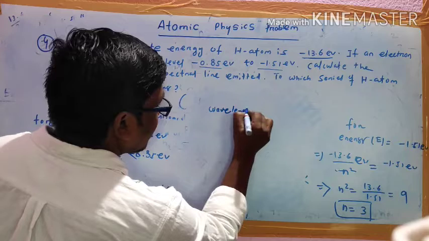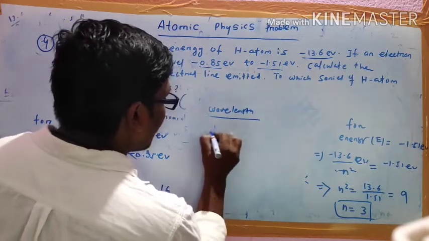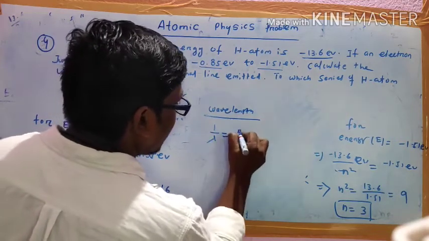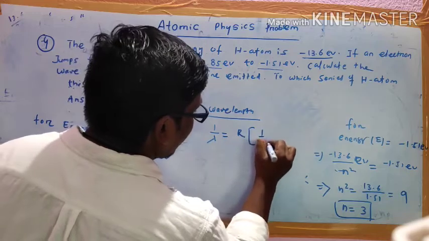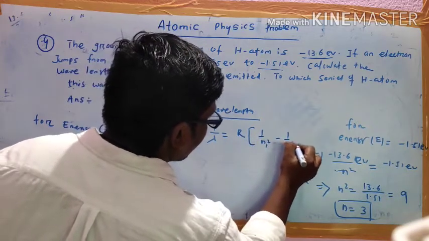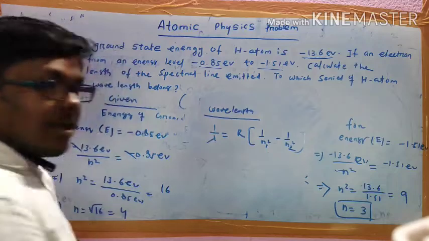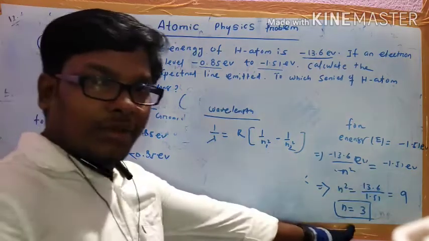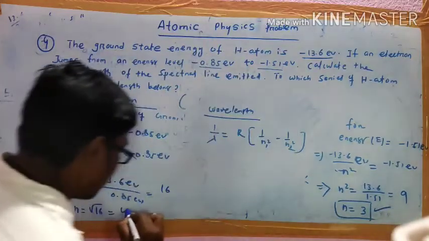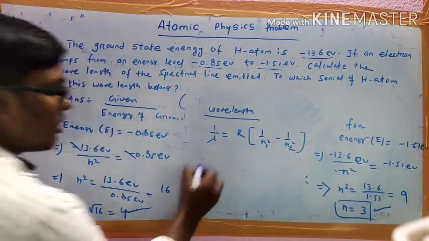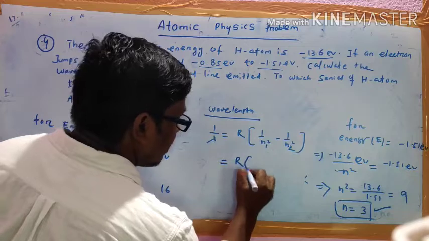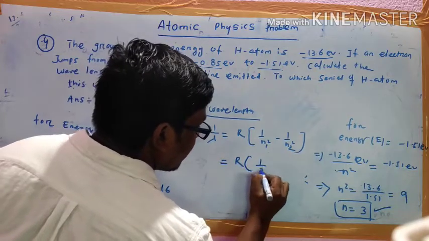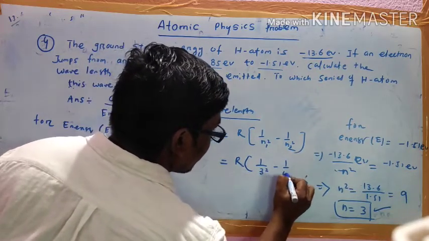Wavelength: 1 by lambda is equal to R into (1 by n1 square minus 1 by n2 square). Here the transition takes place from 4th to 3rd, so this is our n1 and this is our n2. So this is equal to R into (1 by 3 square minus 1 by 4 square).